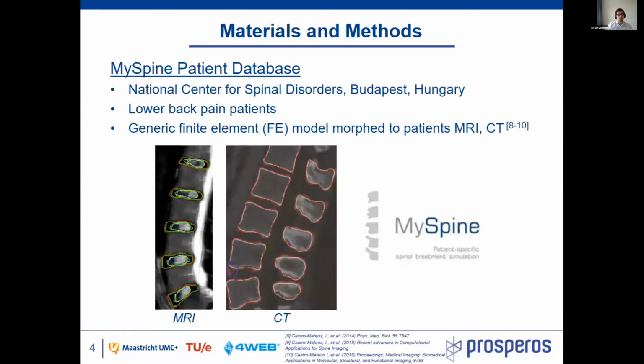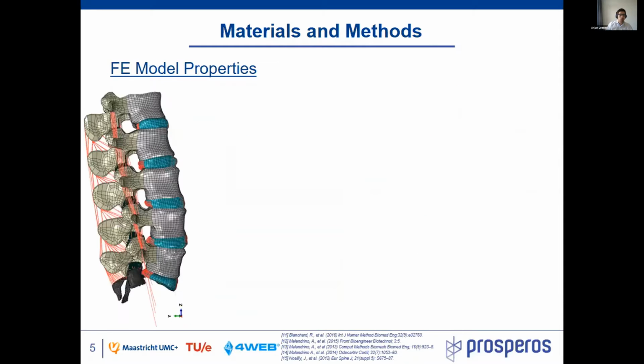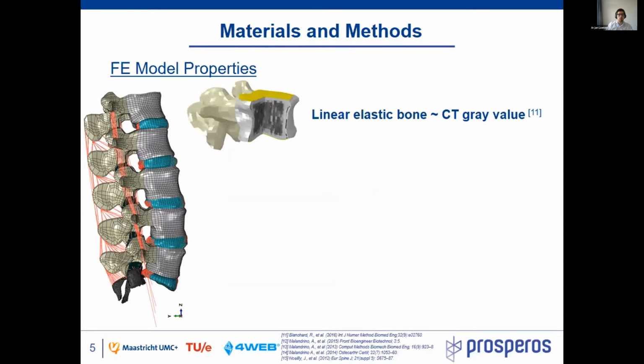And to do so, we make use of the MySpine patient database consisting of patients with lower back pain from the National Center for Spinal Disorders from Budapest. And a generic finite element model is morphed to the geometry of the patient, which was based on their MRI and CT scan. So here on the left, you can see the complete finite element model, which consists of linear elastic bone material, of which the exact parameters depend on the CT gray value of the particular patient.